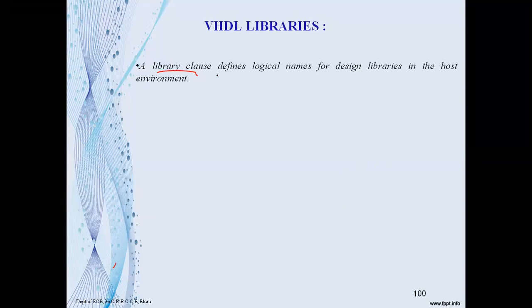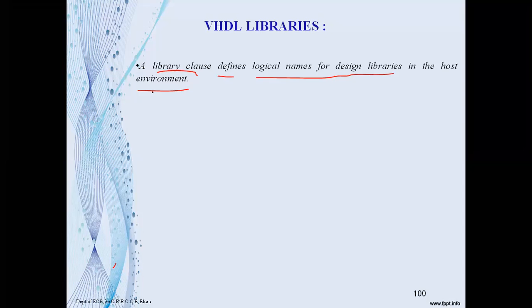A library clause defines the logical names for the design libraries in the host environment. In the VHDL software, we will have the libraries. The libraries refer to the packages. Packages refer to the definitions. Definitions refer to the declarations. Declarations are the object declarations, data type declarations, or subprograms or component declarations.